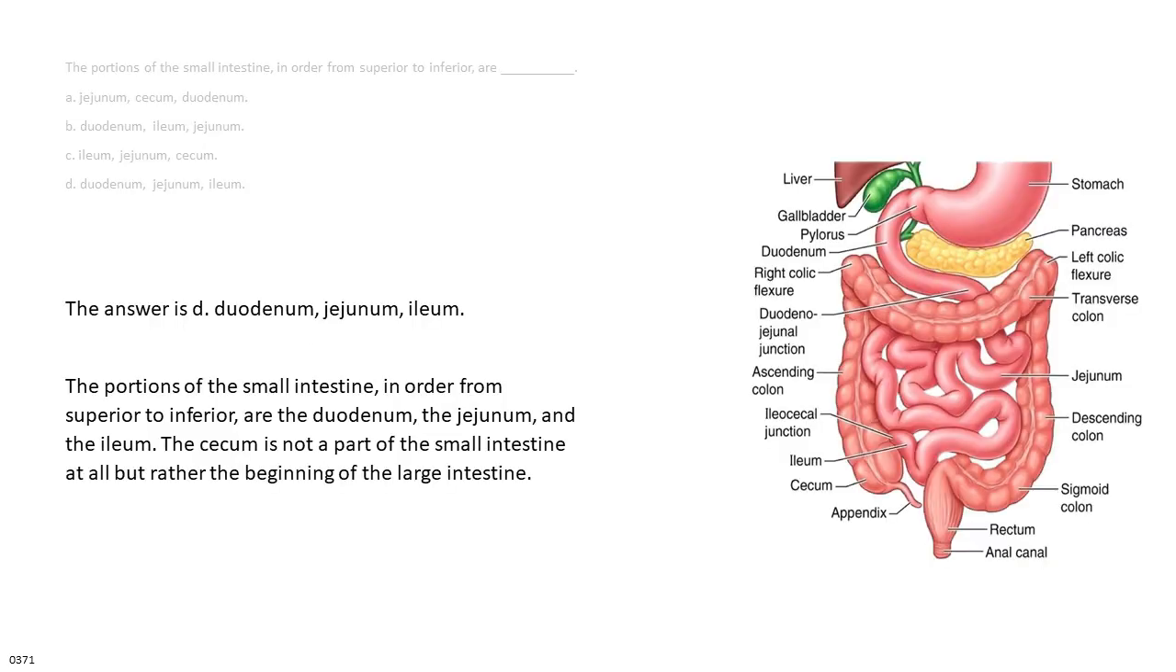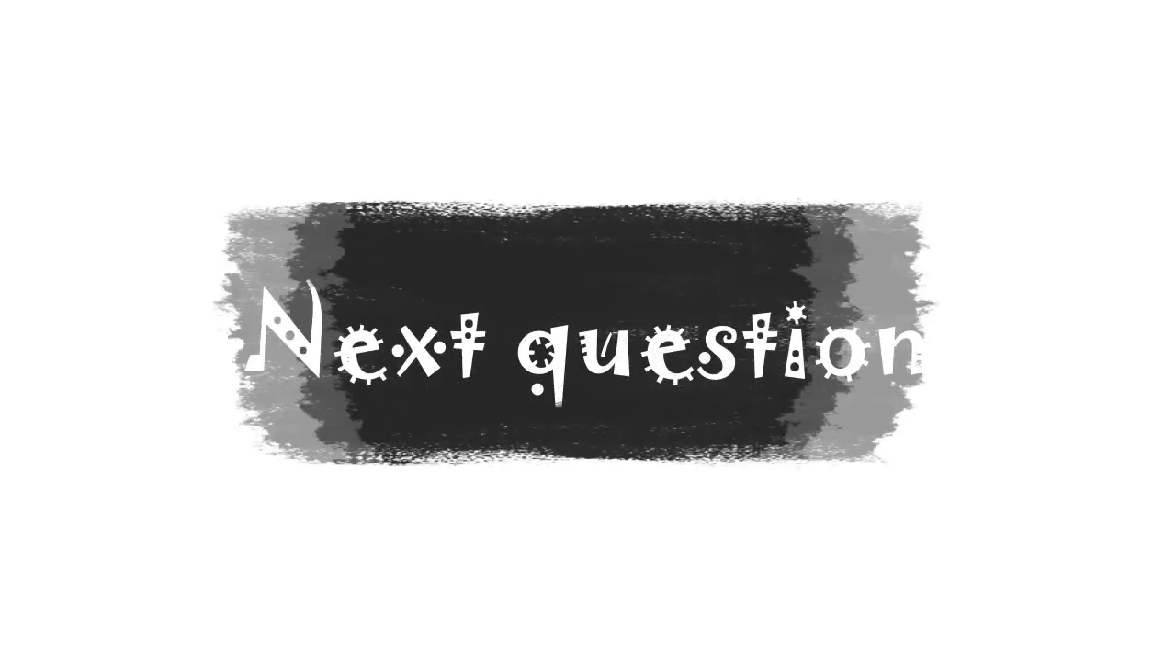The answer is D. Duodenum, jejunum, ileum. The portions of the small intestine, in order from superior to inferior, are the duodenum, the jejunum, and the ileum. The cecum is not a part of the small intestine at all but rather the beginning of the large intestine.